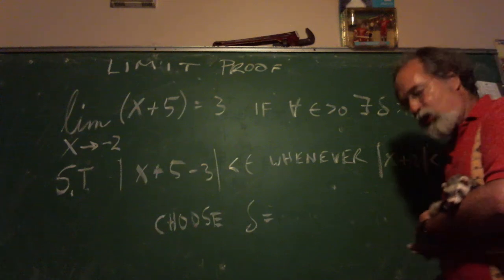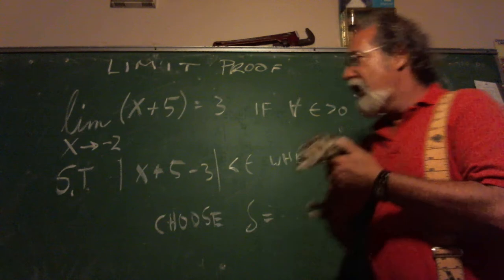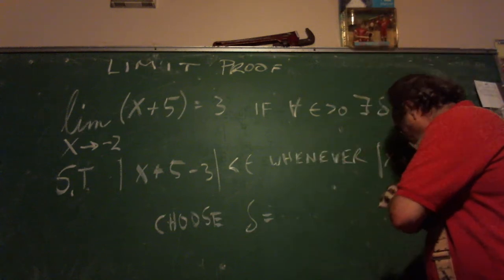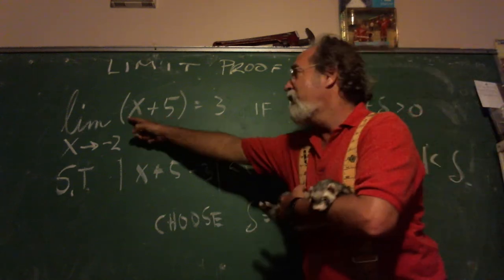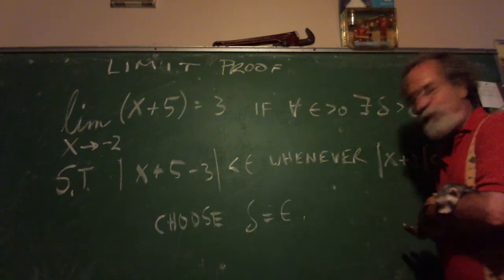What delta do you choose? Let's ask Cocoa Bananas. What delta do you choose? And she says, well, it's epsilon over the slope. And the slope is 1. So choose delta equals epsilon. Full credit, you are done. Let's try another one.